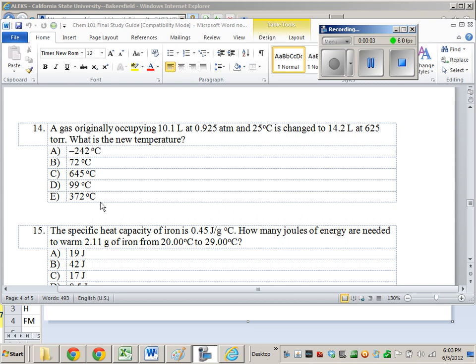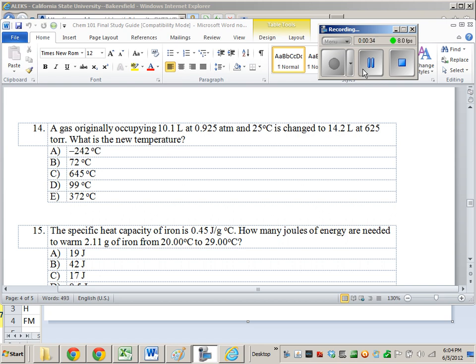So here's number 14, and we have a gas originally occupying some volume, so that's like an initial volume, an initial pressure, an initial temperature, and then we have a change, so that means a final volume and a final pressure. And they ask what's the new temperature, so that's like a final temperature.